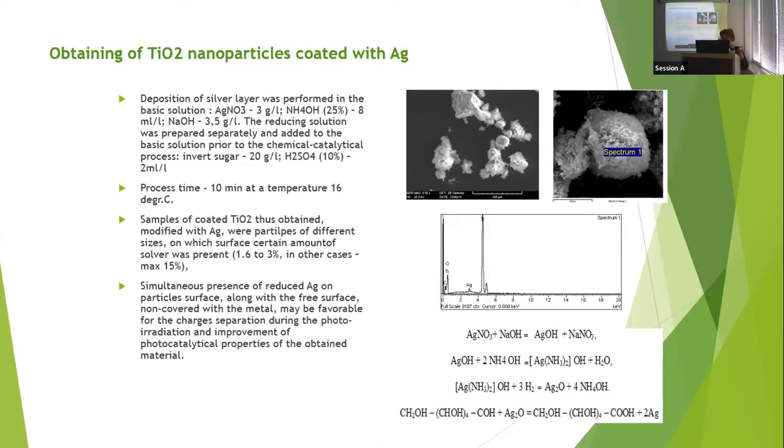We have examined the surface structure of the nanoparticles thus obtained, and it was found that, for example, particles modified with silver had different sizes, which we can see in the photo on the right side of this slide. The amount of silver was from 1.6 to 3% up to a maximum of 15%. The simultaneous presence of reduced silver on the surface of the particles, along with the free surface uncovered with the metal, may be favorable for the charge separation during photoirradiation and improvement of photocatalytic properties of the obtained material.